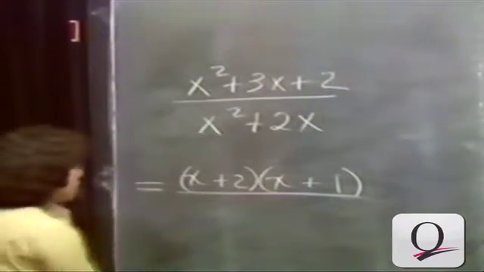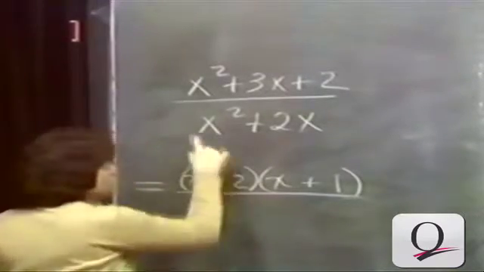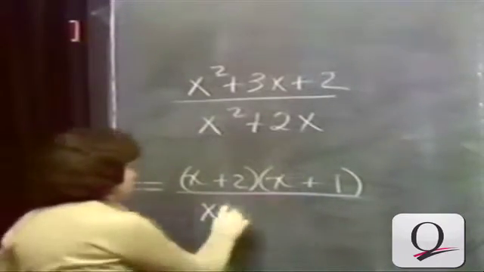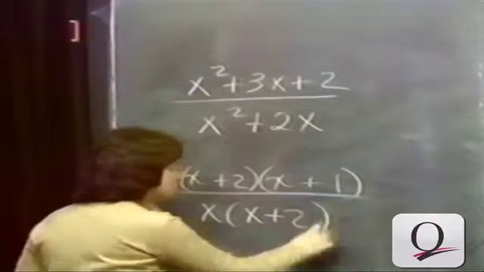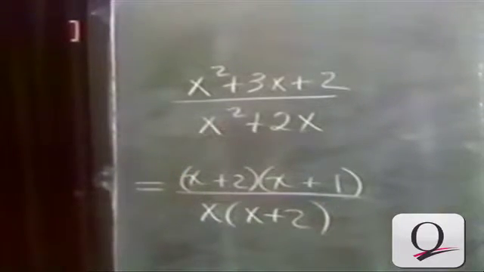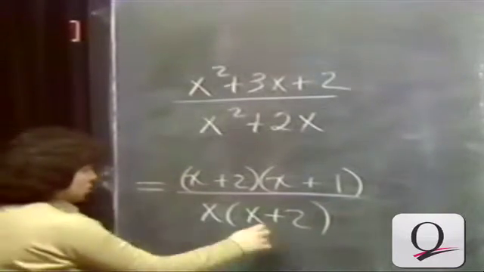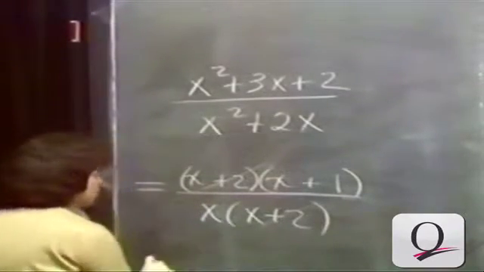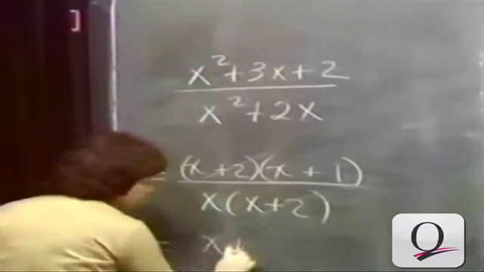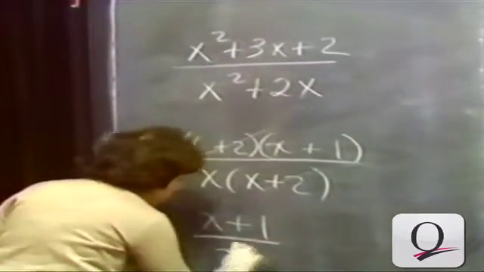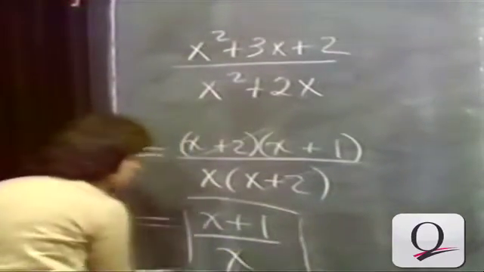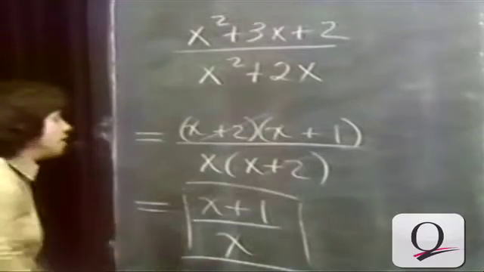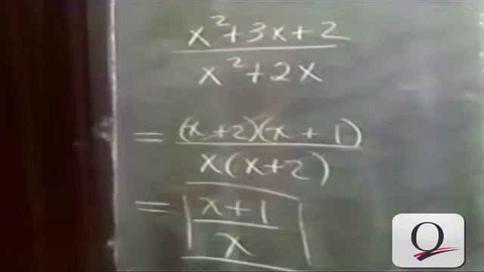And in the denominator, we can factor out an x from the two terms, leaving us with x times x plus 2. In this factored form, we see that the x plus 2 is a factor in the numerator and the denominator. We can cancel out the x plus 2's and get a final answer of x plus 1 over x. Once again, I do mean that this is the final answer. You cannot go any further on this. The x's do not cancel.